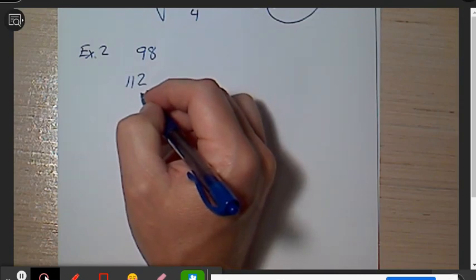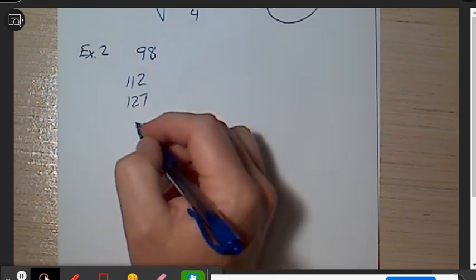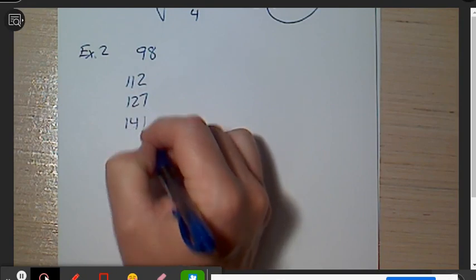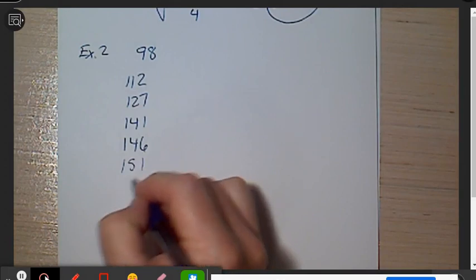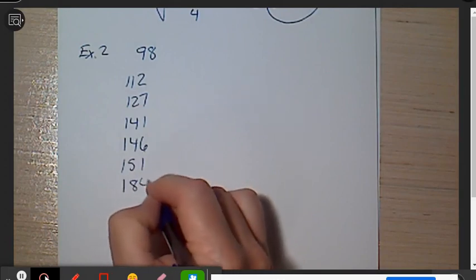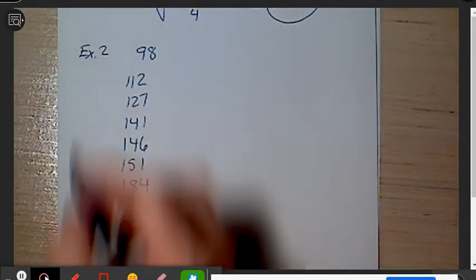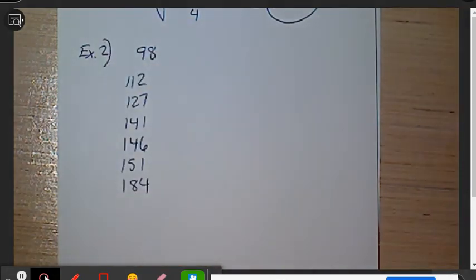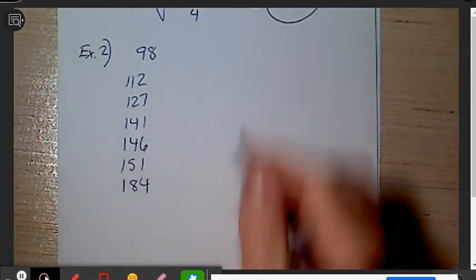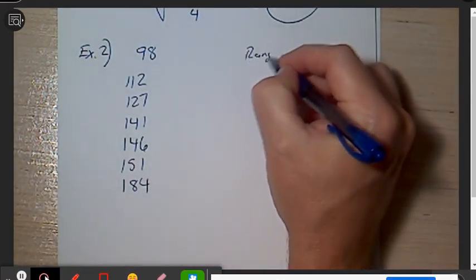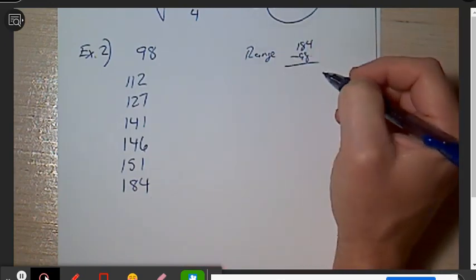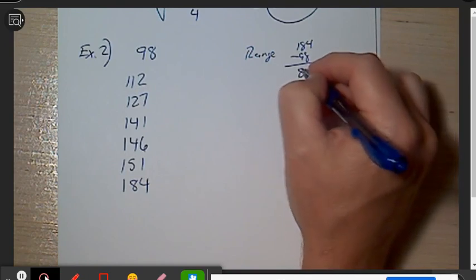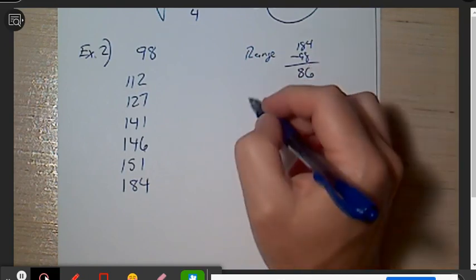So 98, 112, 127, 141, 146, 151, and 184. Also going to go ahead and put these in order just to make it a little bit easier. Okay, range, that is 184 minus 98. Comes out to be 86.